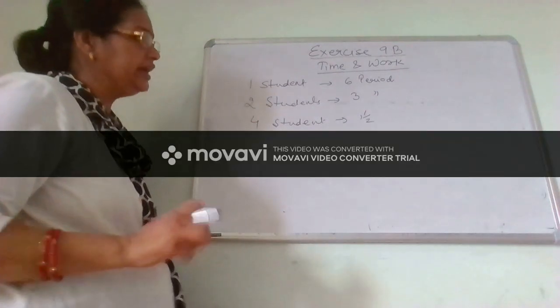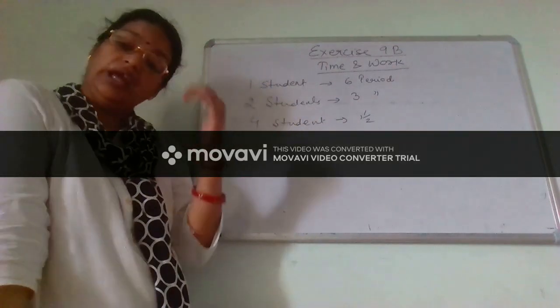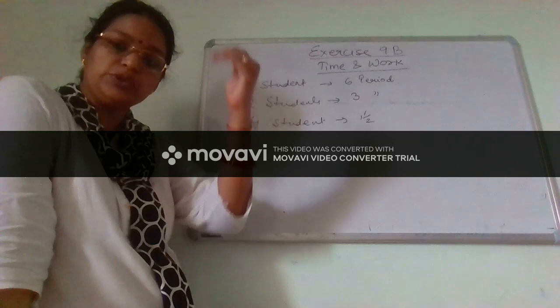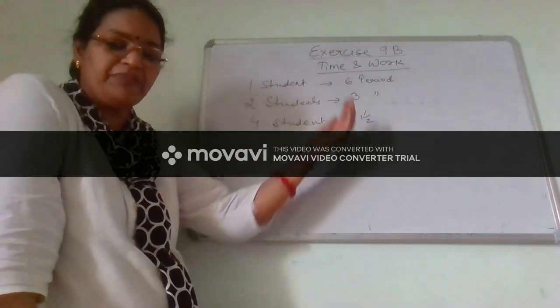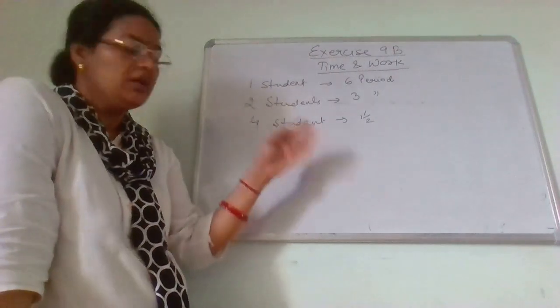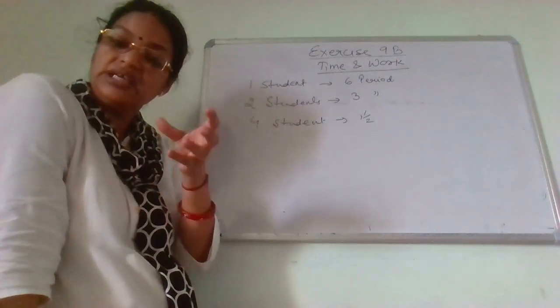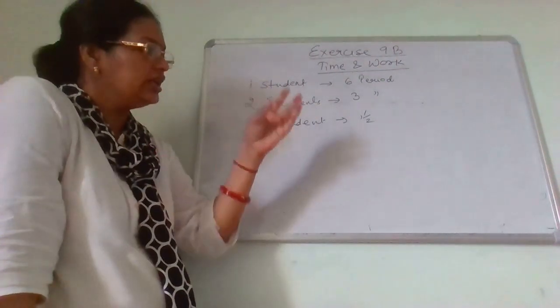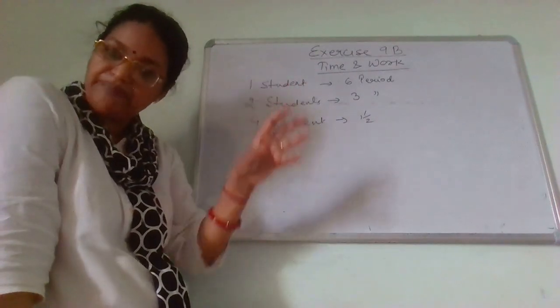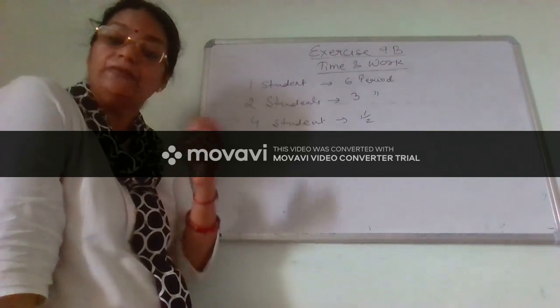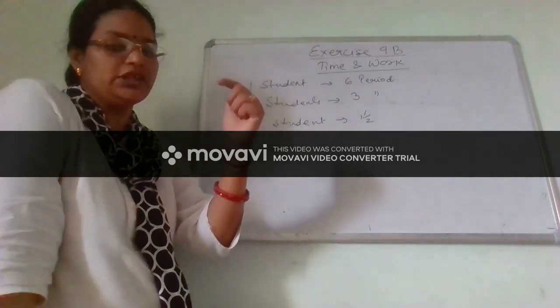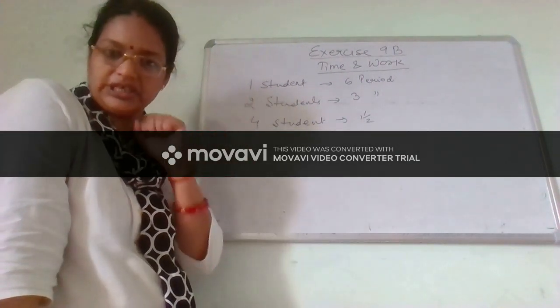So what happened is that as I increase the number of students, the number of periods decreases. Here the number of periods shows the time. So as I am increasing the number of people, the time period is decreasing. This type of thing is known as inverse variation. When one commodity is increasing, the other commodity decreases.